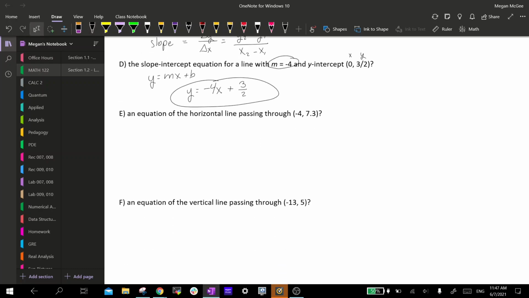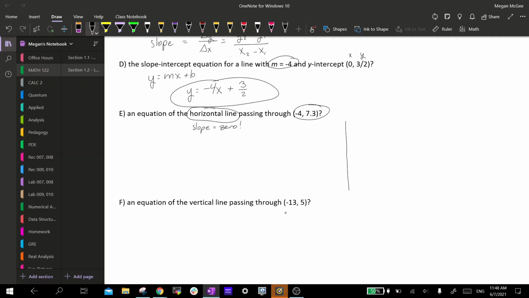All right, how about an equation for the horizontal line passing through a point? Okay, we were given a point. That's exciting. We were not given a second point, though. So how can we find the slope? Does it tell us anything about the slope? Indirectly it does, because it says we have a horizontal line. And what does the horizontal line mean? Our slope is 0 on a horizontal line.